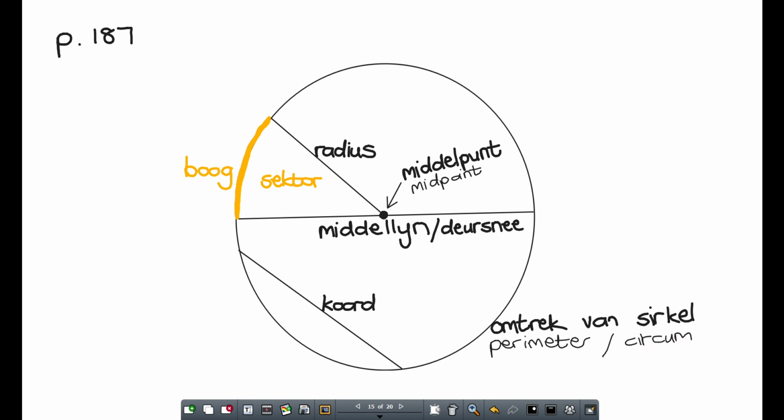Perimeter means the outer part, right? And we talk about that. You'll see sometimes they use the wording, they talk about the circumference of the circle. Doesn't matter which one we say. Most of the time they talk about the circumference, but when they talk about the perimeter, you can also know it's the outside.